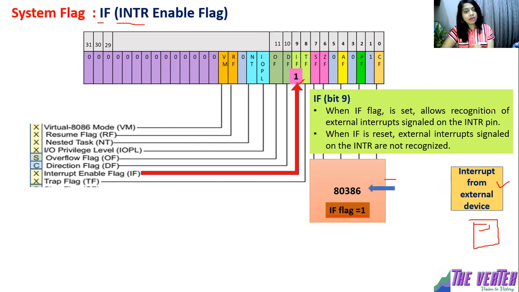So it will accept the interrupt, and then it will go here, execute this program, and come back to its original program. But if this flag is not set, that means if the interrupt flag is 0, and in that case this external device sends an interrupt to 80386, it will not accept that interrupt and it will not execute its program.